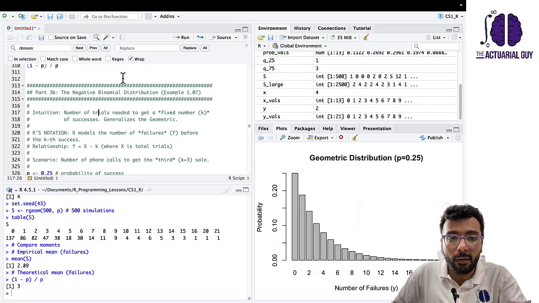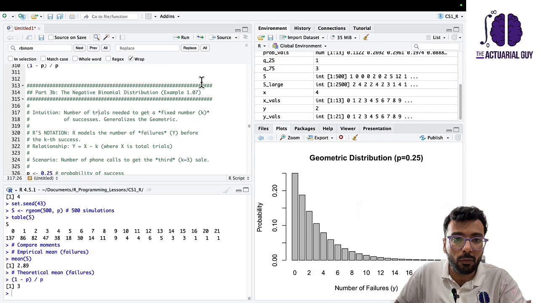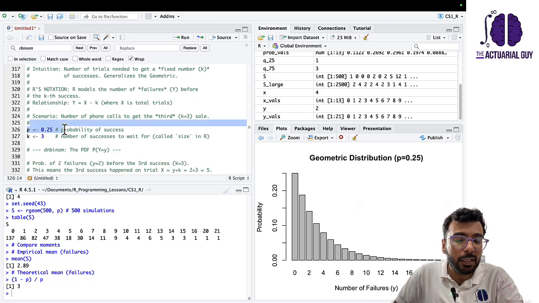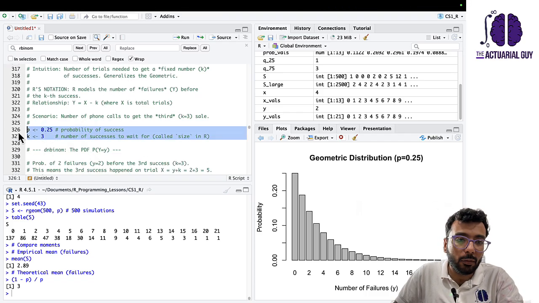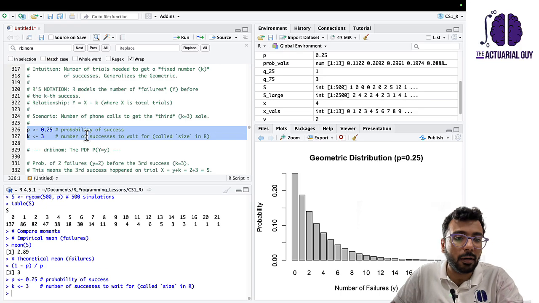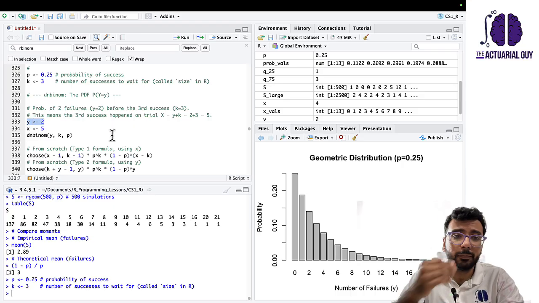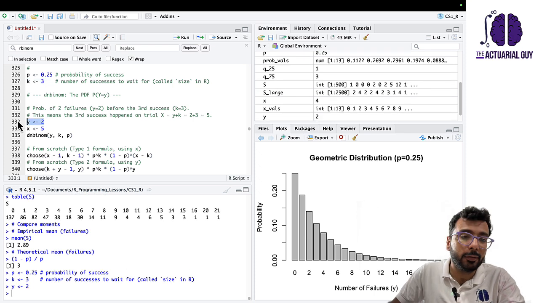Okay, so that's what you have, and we are by default modeling the type 2 negative binomial distribution. Now, you set p is equal to 0.25, you set k is equal to 3, where k is the number of successes you want to wait for. The probability of getting 2 failures before the third success can be calculated using this d binom.